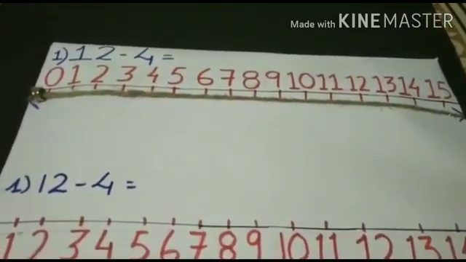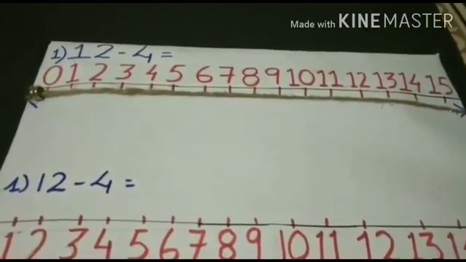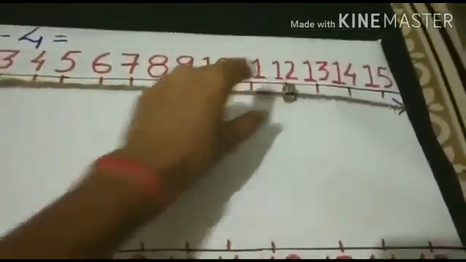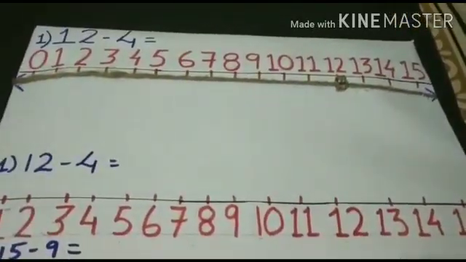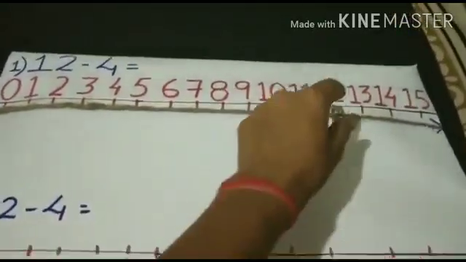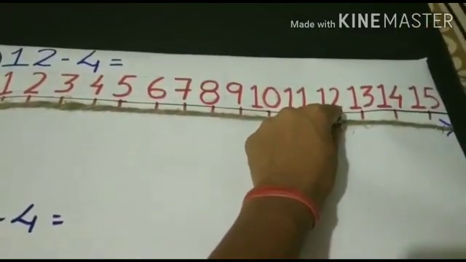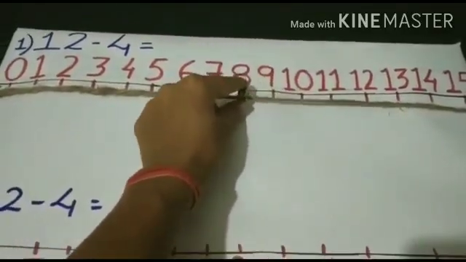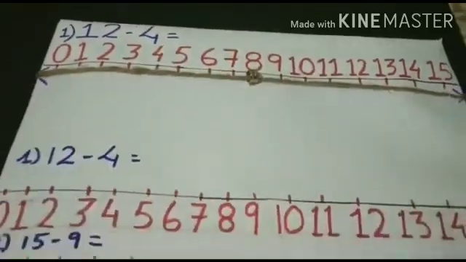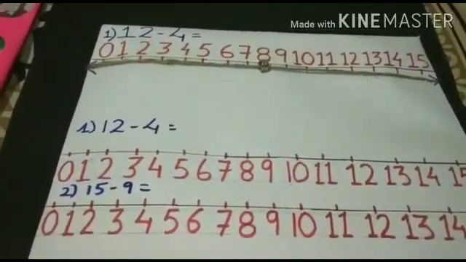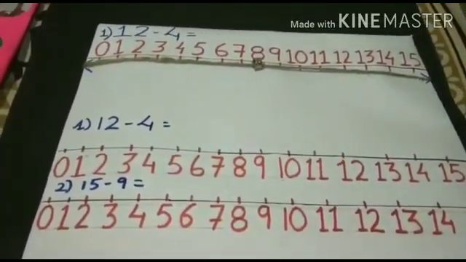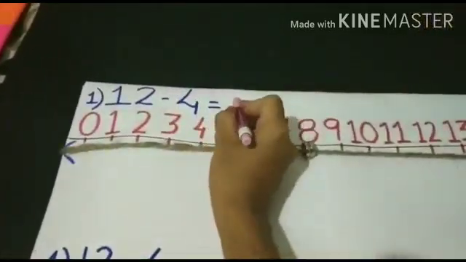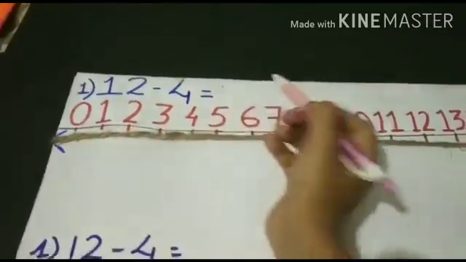Now what is the sum given to us? 12 minus 4. So what do we have to do? First, we have to reach 12. That is our minuend. From 12, we have to subtract 4. So what will we do? We will take 4 backward jumps. 1, 2, 3, 4. Now what is our answer? Where do we reach? Yes, 8. So 8 is our answer. I will write 8 here as it is our answer.